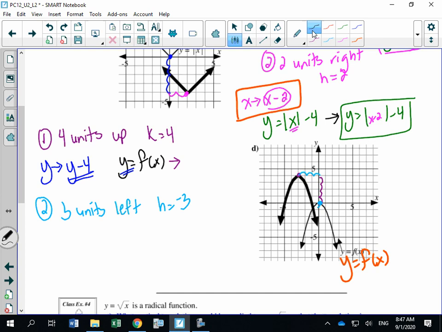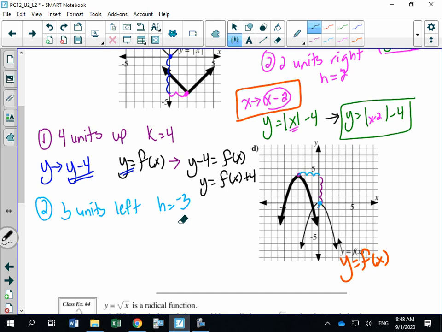So let's see what we get. Y minus 4 is equal to our function. If I isolate y by adding 4 to both sides, I get my function plus 4. That is taking my function and moving it, translating it vertically 4 units up.